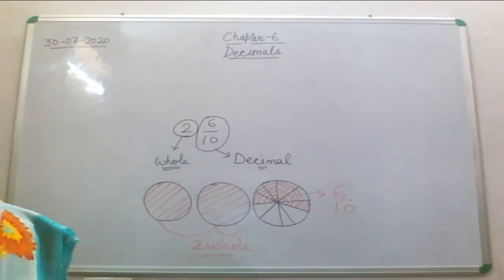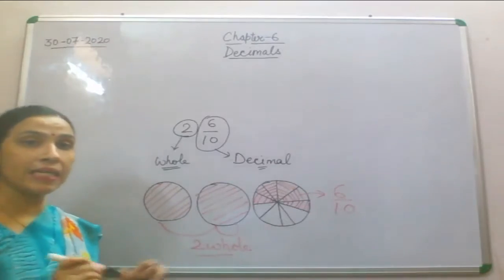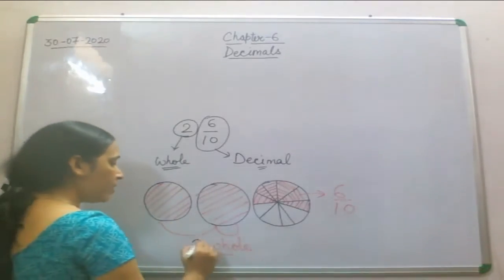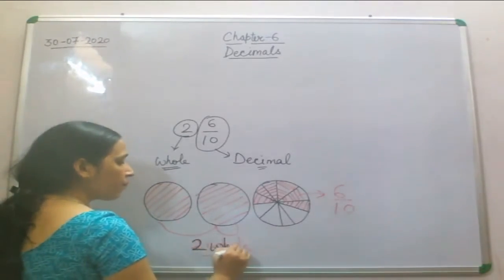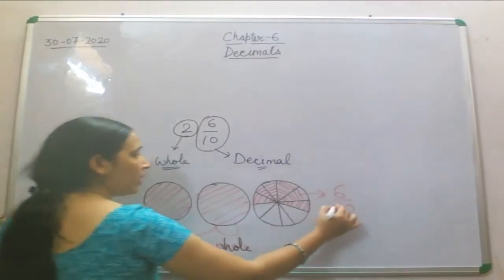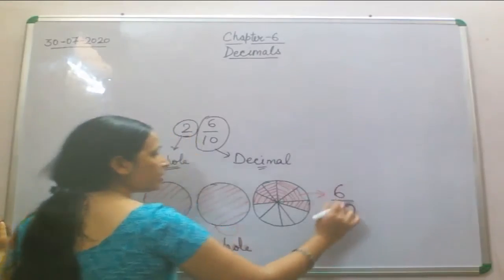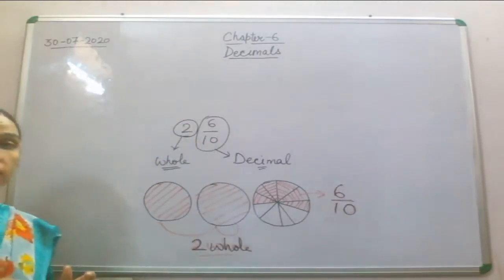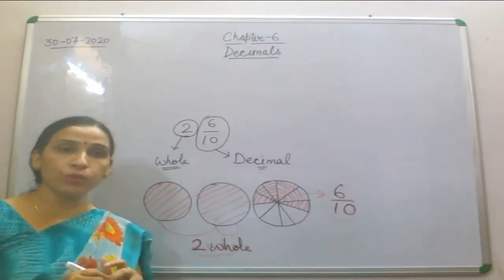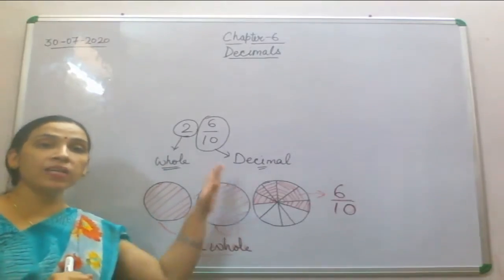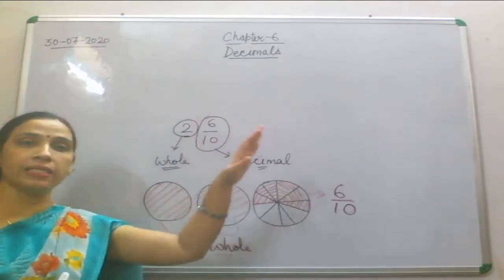These 2 completely shaded circles represent 2 whole, and out of 10 portions, 6 portions have been shaded. So this is representing 6 by 10. Now this combination you are also getting. Now how will we write this combination in decimal form?